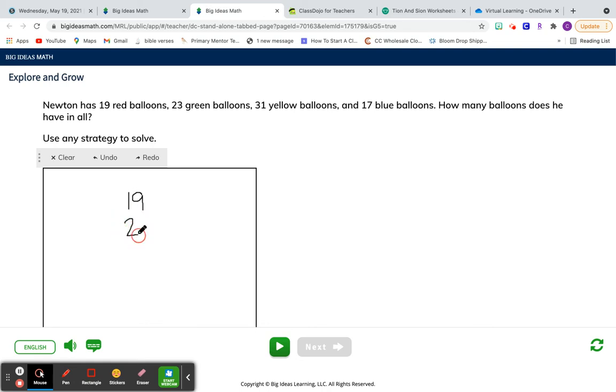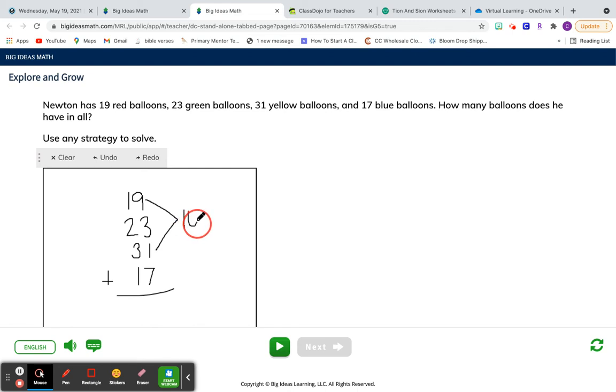19 plus 23 plus 31 plus 17. We're going to add these 4 numbers. So the best thing to do when you're adding more than one number is to make a 10. So we're going to make a 10 here.